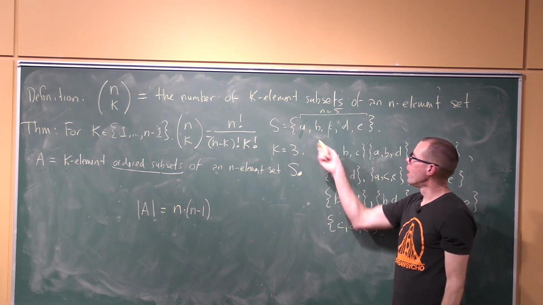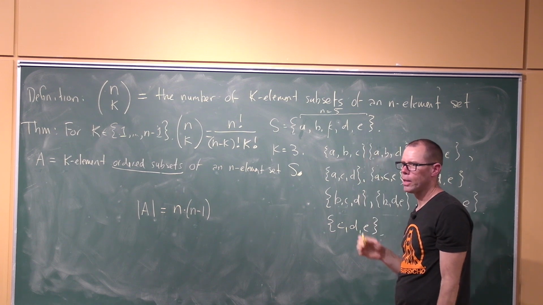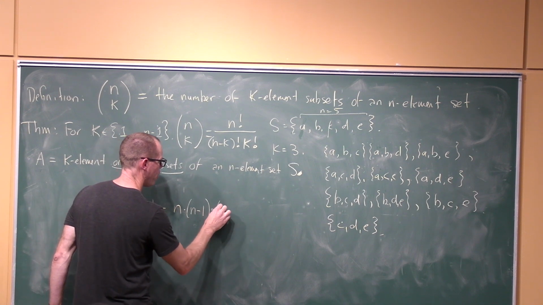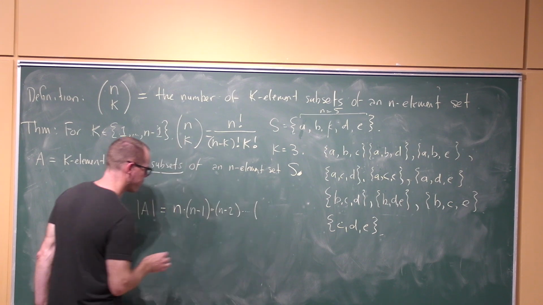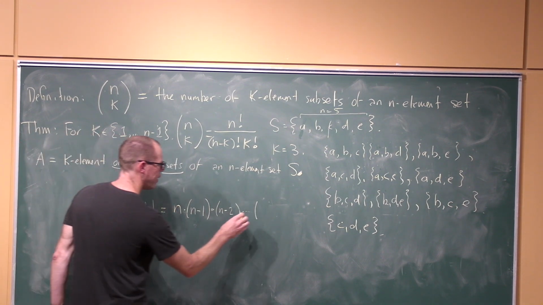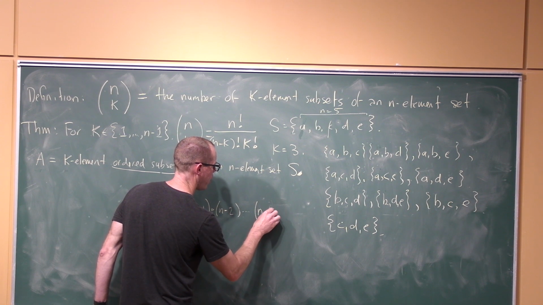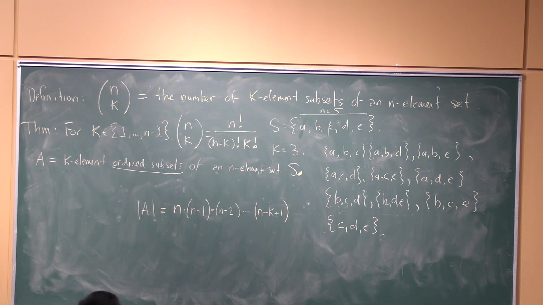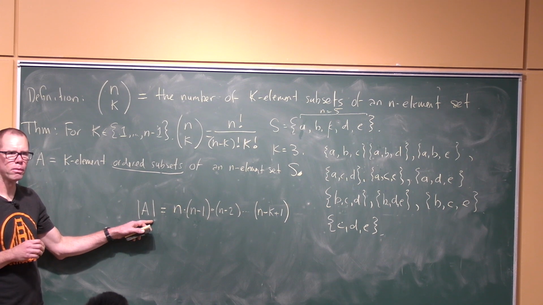Okay, so I can take any of these 5 elements, and then any of these 4 elements, and then any of the remaining 3 elements, and that's the way I get this thing. Okay, so n minus 1. For the third one, I have n minus 2, and that goes all the way down to, for the kth one, the number of options is n minus k plus 1. So that's it. I'm done counting the size of A here. That's the way it works.